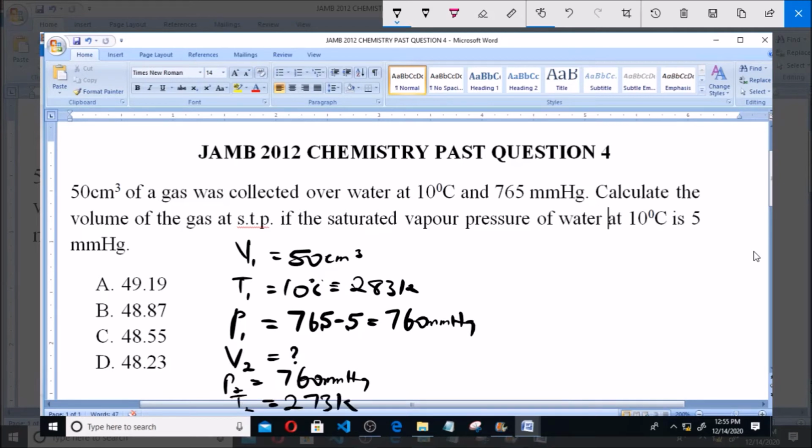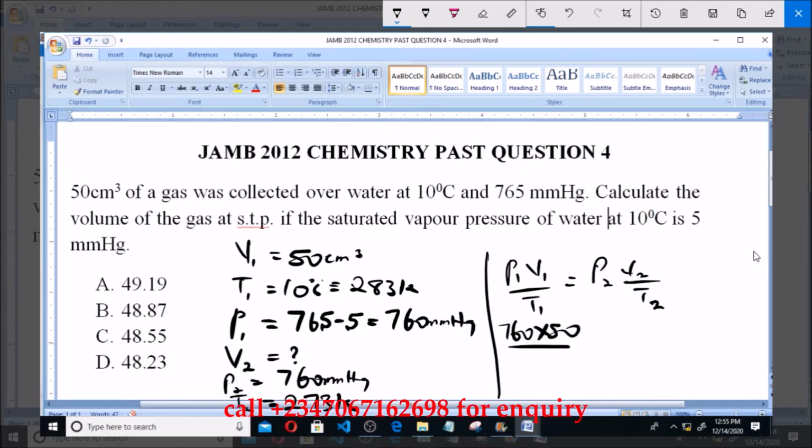So with this now, applying the general gas equation, which is P1 V1 over T1 is equals to P2 V2 over T2. So from here we have that P1, which is 760 multiplied by V1, 50 all over T1, 283 is equals to P2, which is 760 multiplied by V2 all over T2, which is 273.